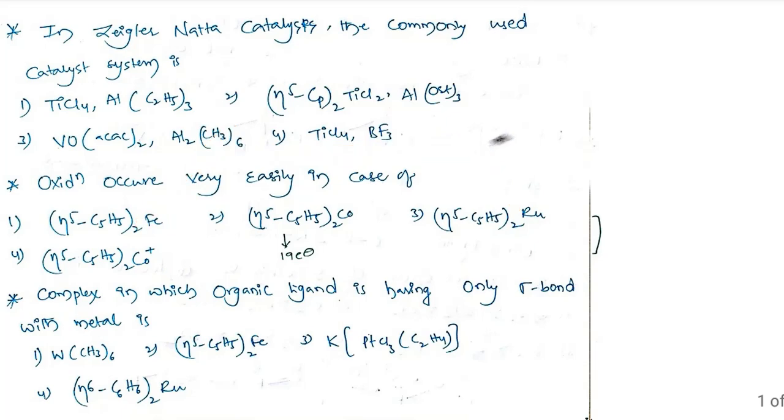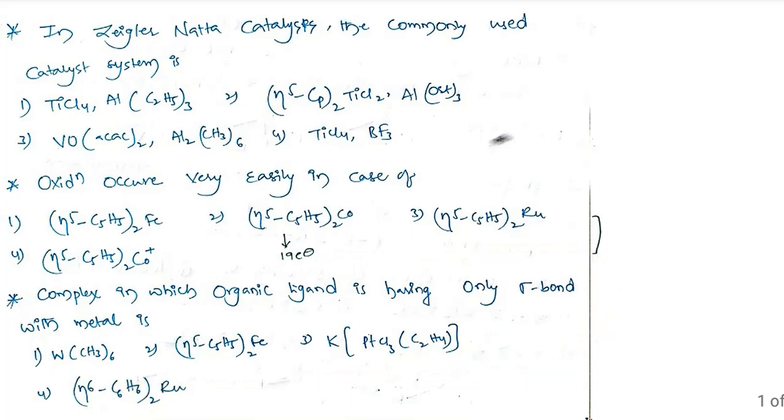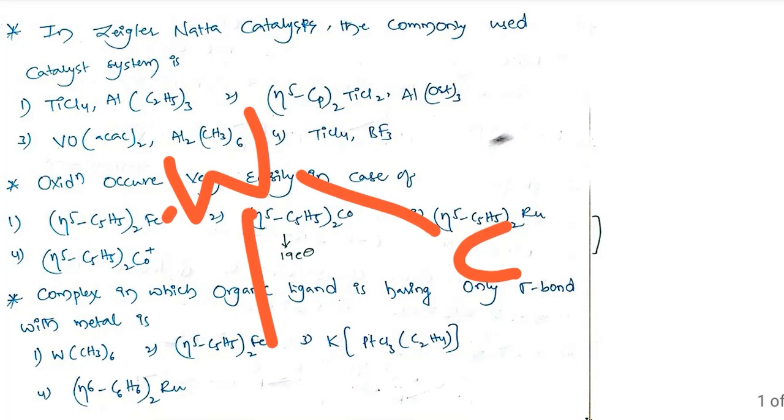three complexes. Okay, right. Next one: the complex in which the organic ligand is having only a sigma bond with the metal is... If you look at the first one, that is a tungsten complex, where tungsten is coordinating with carbon directly. That means you can see that simply a sigma bond is present in that complex. Okay, that's why the first one is the correct answer.